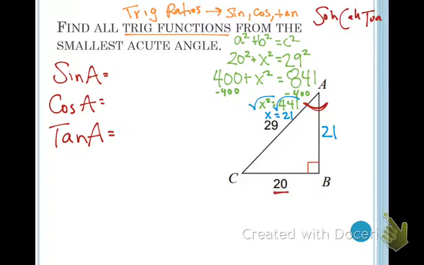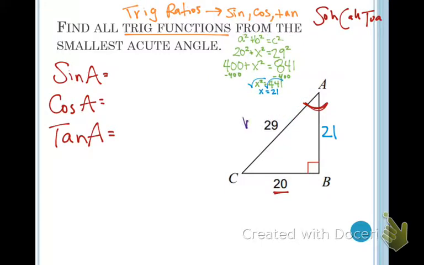So from A, let's label. What is the hypotenuse in comparison to A? It is 29. Will the hypotenuse ever change? No. What is opposite of angle A? 20. Which means 21 is the adjacent. All right, so sine would be opposite over hypotenuse. So the opposite is 20 over the hypotenuse, which is 29. Can this be reduced? No.